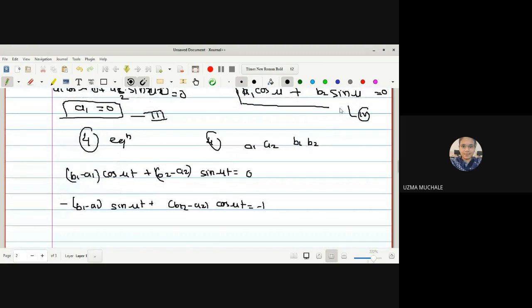Here the a1 value we have got directly as 0. Now you can see that a1, a2, b1, b2 are all constants. So instead of this, I can replace b1 minus a1 with some constant C1 and b2 minus a2 with C2, so that it is easier to solve these two equations. Write the same equations by putting the values of b1 minus a1 as C1 and b2 minus a2 as C2.